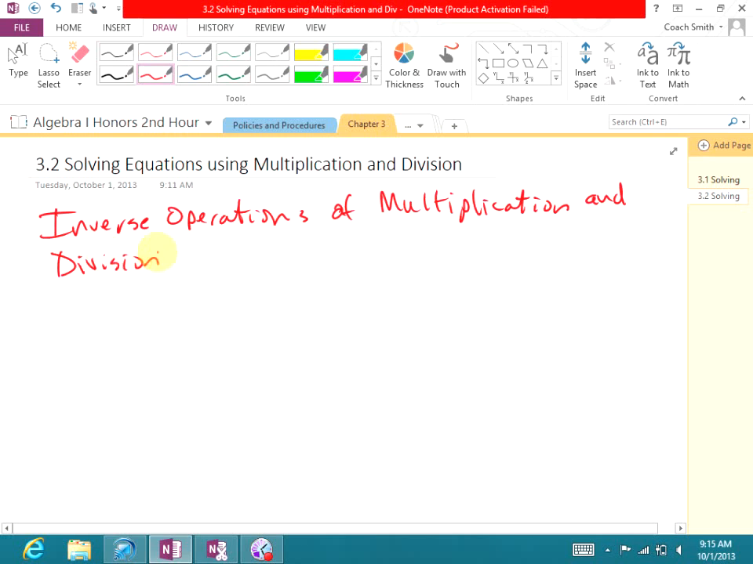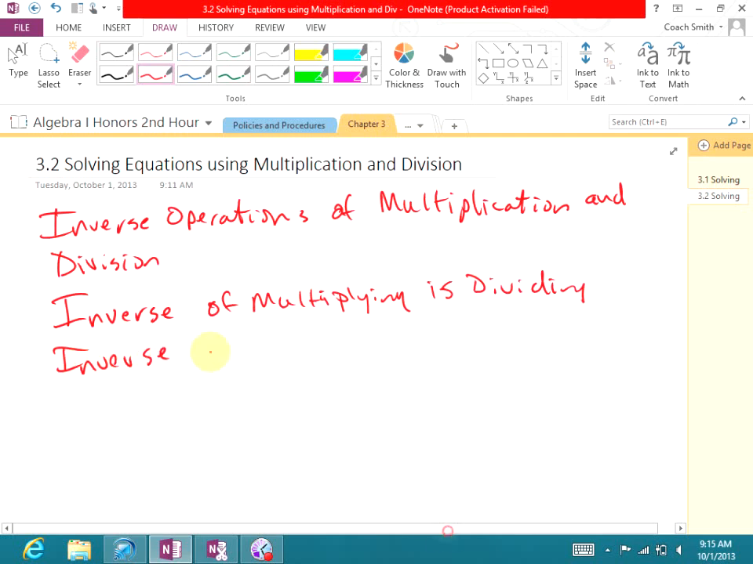Okay? They are the inverse of each other. Okay, so the inverse of multiplying is dividing, and vice versa. The inverse of dividing is multiplying. Okay, so if I have a problem such as this, 10x equal 110.